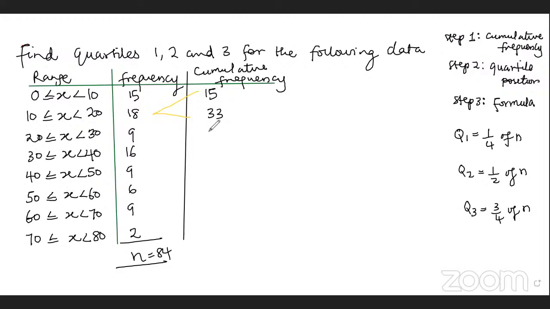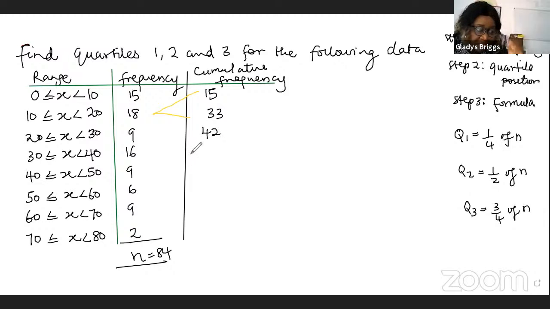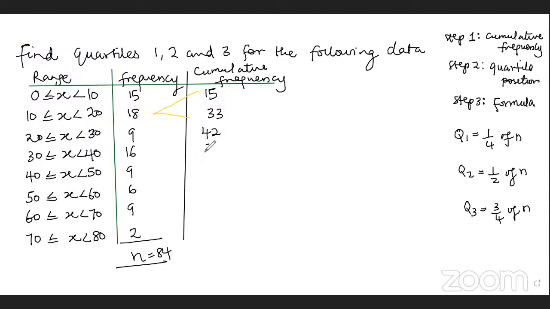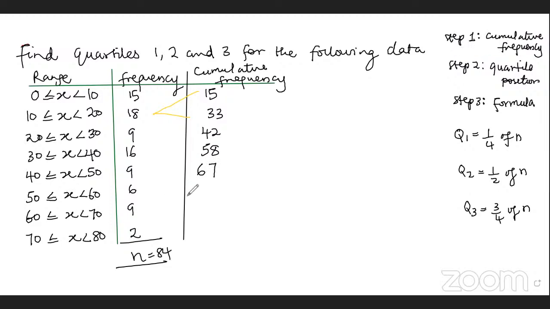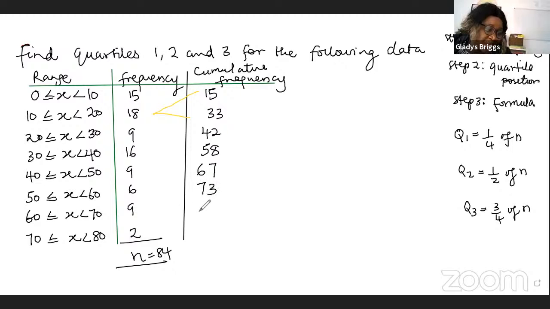2. 42. And the next one, 58. 58. And the next one, 67. Yep. And the next one, 73. The next one, 82. Then 84.